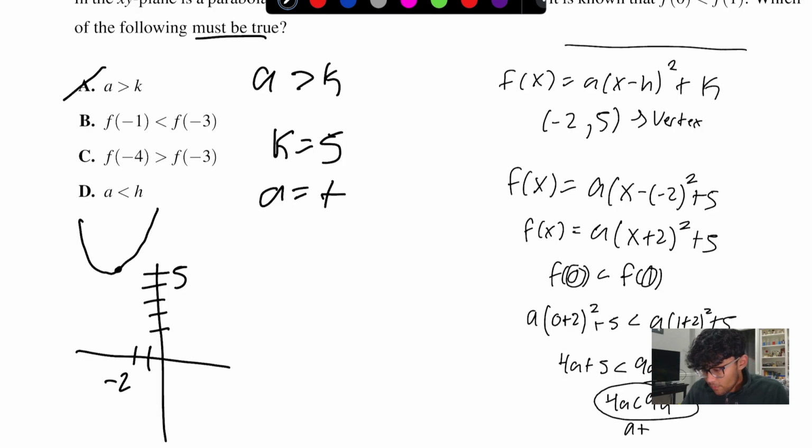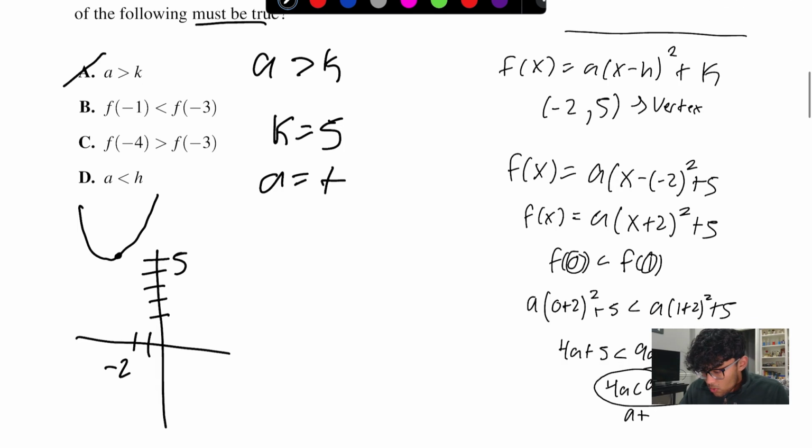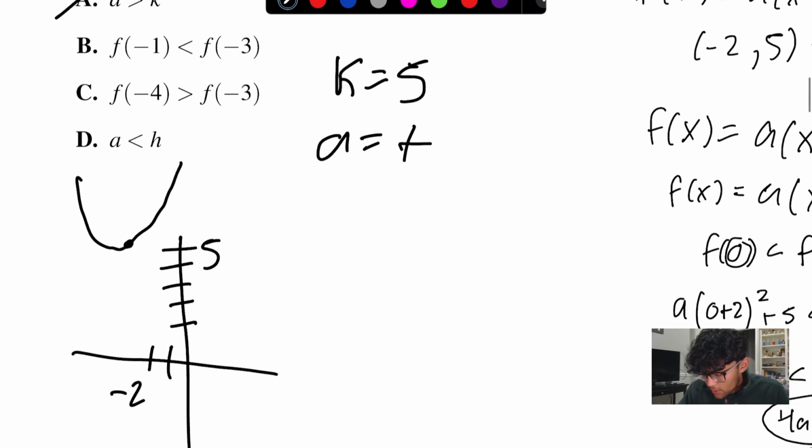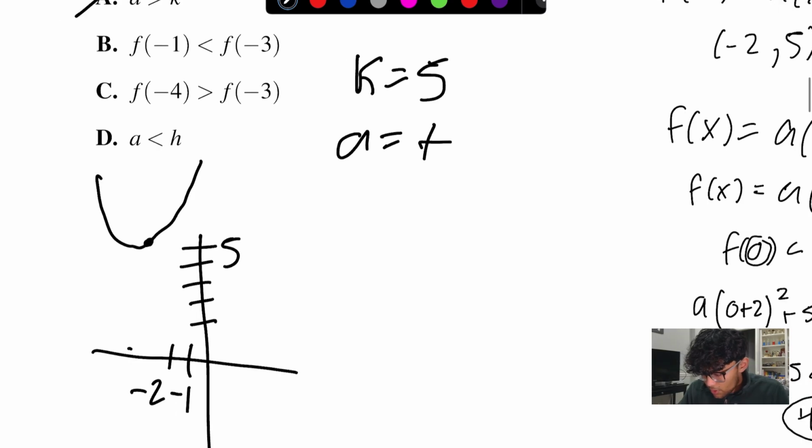right? So f of -1. Okay, well, let's just eyeball it. -1 is around here, and -3 would be around here. Let me actually redraw this parabola. Looks something like that. Right. So it's asking us whether f of -1 is greater than f of -3.